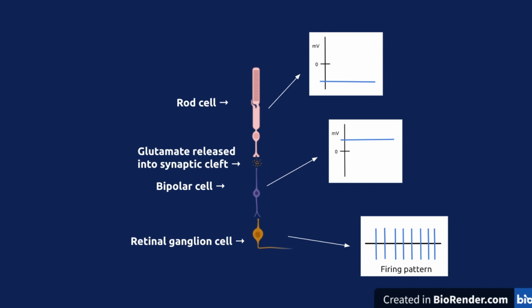Since the bipolar cell is inhibited, there is no synaptic activity between the bipolar cell and the ganglion cell, and therefore there can be no signal from the retinal ganglion cell to the optic nerve fiber. Baseline firing occurs, as shown in the graph to the right.